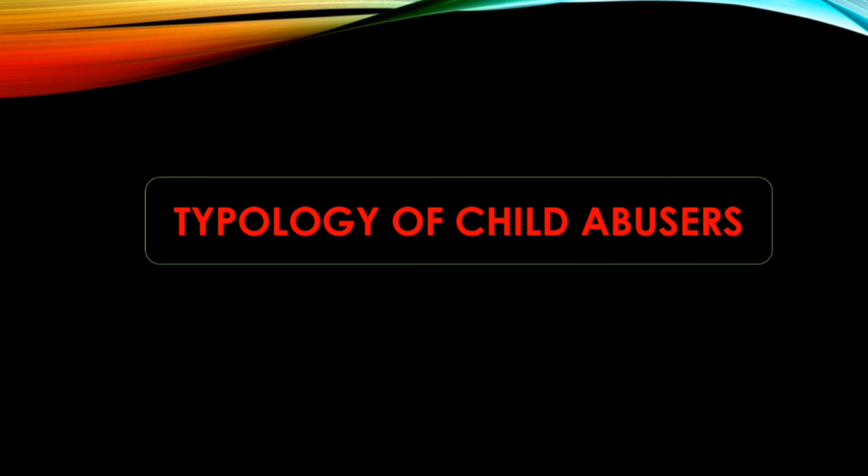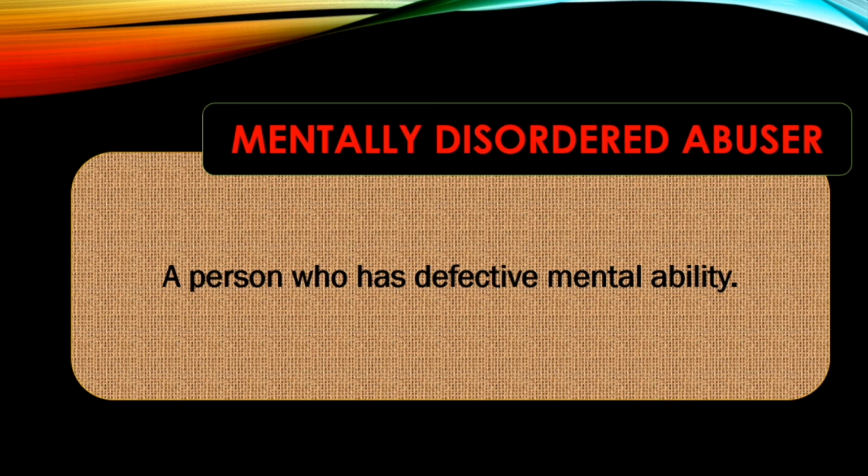Next, typology of child abusers. First is the mentally disordered abuser. When we say mentally disordered abuser, a person who has defective mental ability. Hindi sila insane person ha, meron lang silang problema sa pag-iisip, kaya sila nakakapanakit sa anak nila, kaya nila na-abuse yung mga anak nila.